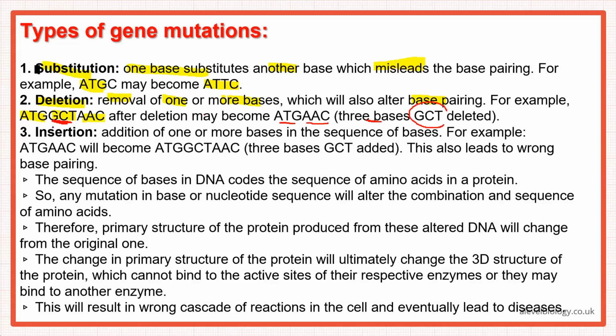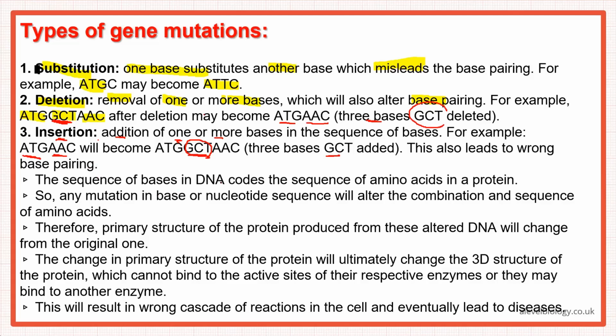The third one is insertion. Insertion simply means addition, but here it is the addition of one or more bases in the sequence of bases. For example, here in this case, if it is ATG and AAC, now look, GCT has been added, right, or inserted. So 3 bases GCT are added. It means definitely now maybe this amino acid was not supposed to be there, but it will be there now. But this also leads to a wrong base pairing.